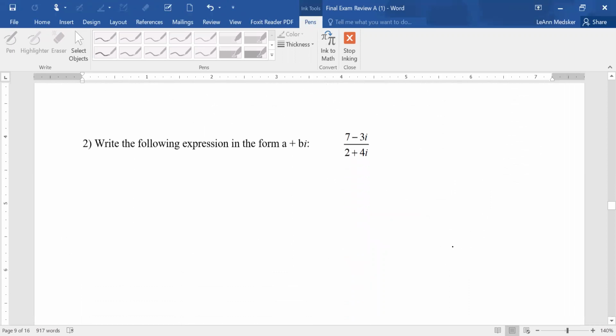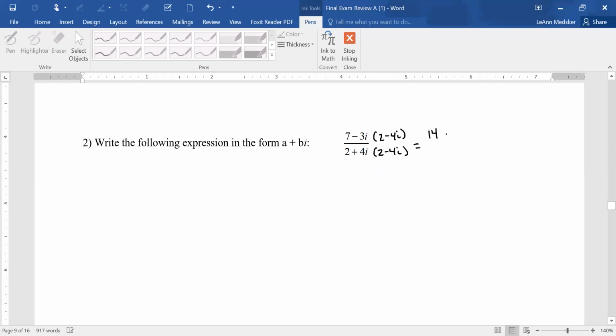For number 2, we're trying to write the following expression in a plus bi form. Remember, we rationalize these because i is really a radical in disguise. So our first step is to use the conjugate and multiply the numerator and denominator both by the conjugate of the denominator. We'll FOIL this out.